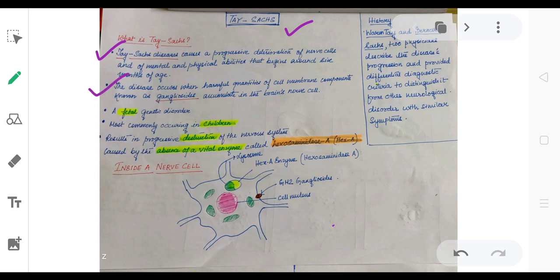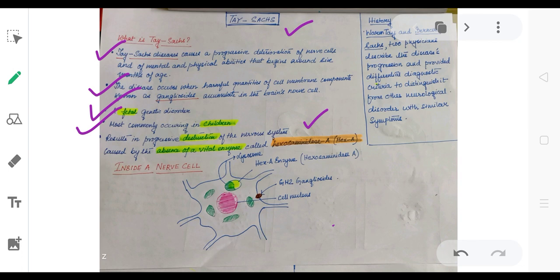The disease occurs when harmful quantities of a cell membrane component, called gangliosides, accumulate in the brain's nerve cells. It's a fatal disease, most commonly occurring in children. It results in progressive destruction of the nervous system caused by the absence of a vital enzyme, and the name of the enzyme is hexosaminidase or HEX-A. So it is encoded by the gene HEX-A.